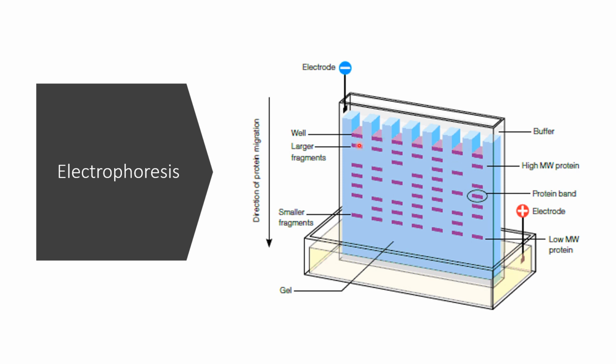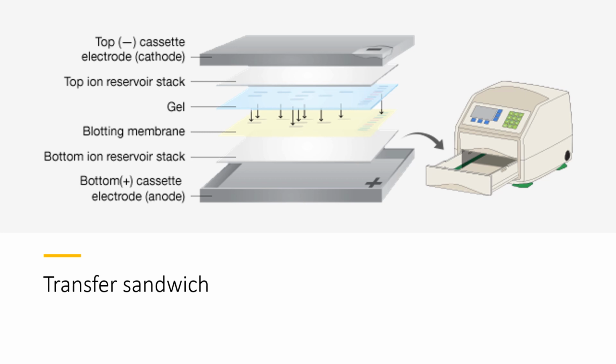So after we load it into the gel and put it in our apparatus, a difference in charge helps pull the proteins down an electrical gradient and separate them out based on their size, with higher molecular weight proteins near the top and lower ones near the bottom. We similarly use a difference in charge to drive the proteins out of the gel and onto our blotting membrane. When making your transfer sandwich, the anode should be closest to the gel and the cathode should be closest to the blotting membrane.